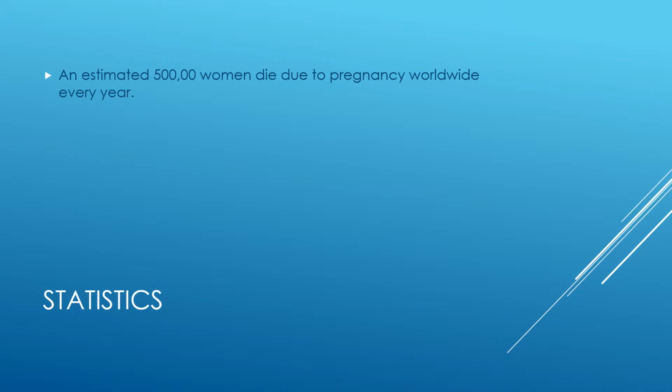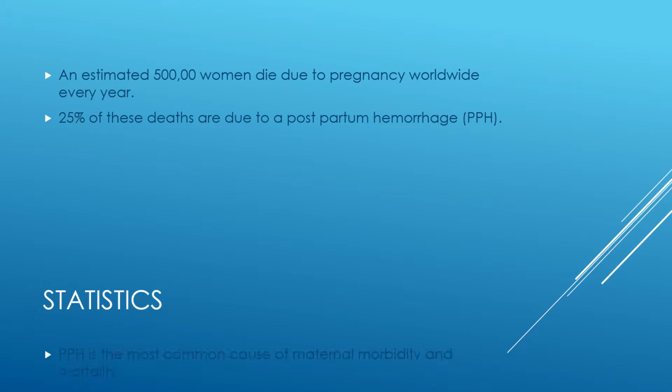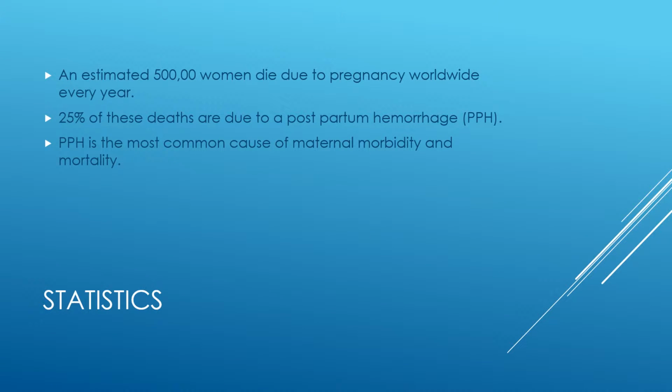It's estimated that 500,000 women die due to pregnancy worldwide every year, which is a very high number. 25% of these deaths are due to a postpartum hemorrhage. Hemorrhage is the most common cause of maternal morbidity and mortality, and it can occur in 1 to 5% of all deliveries.